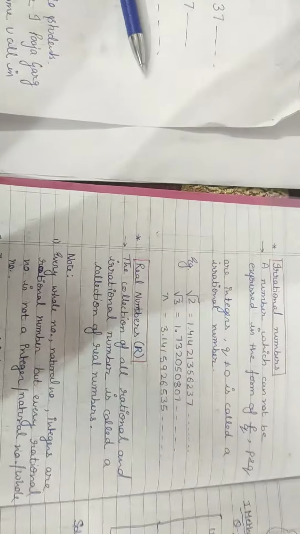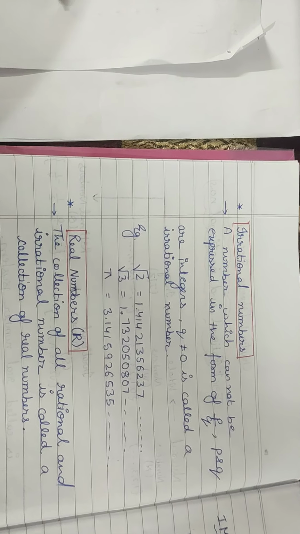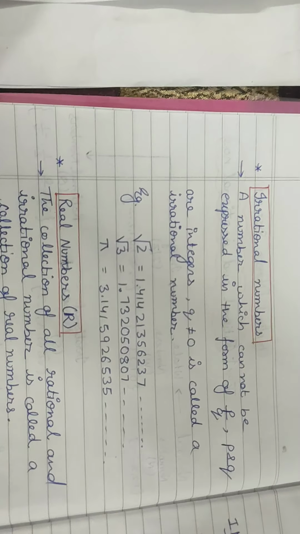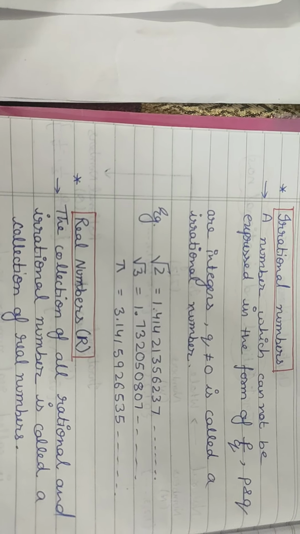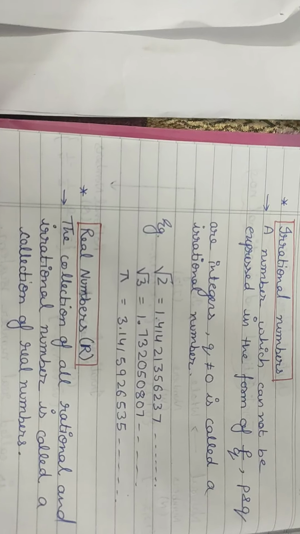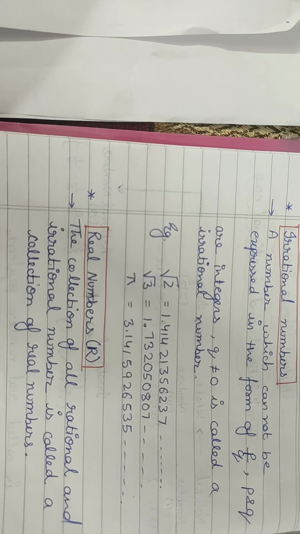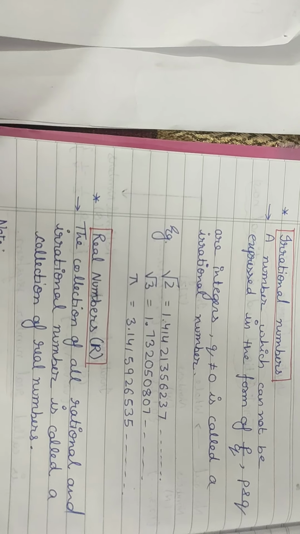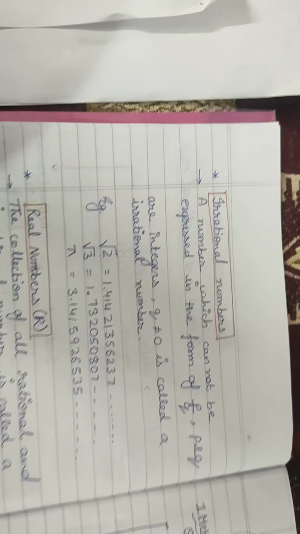The next one is irrational numbers. Irrational numbers are numbers which we cannot express in the form p by q, where p and q are integers and q is not equal to 0. Here we have some examples. You can see root 2, as you already did in an earlier class, how to find the value of root 2. It never ends: 1.4142135623 and so on. It never ends, which means we cannot express these kinds of numbers in p by q form.